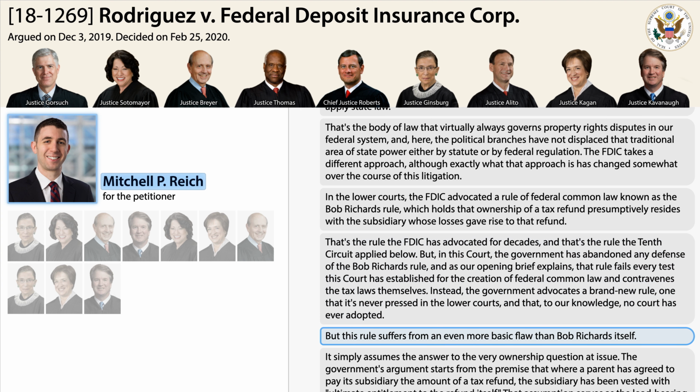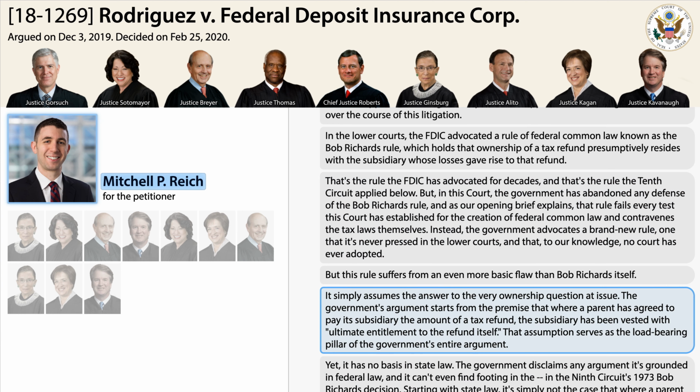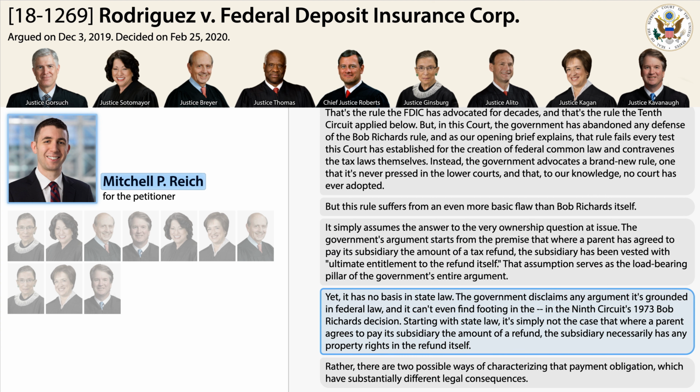But this rule suffers from an even more basic flaw than Bob Richards itself. It simply assumes the answer to the very ownership question at issue. The government's argument starts from the premise that where a parent has agreed to pay its subsidiary the amount of a tax refund, the subsidiary has been vested with, quote, ultimate entitlement to the refund itself. That assumption serves as the load-bearing pillar of the government's entire argument, yet it has no basis in state law.